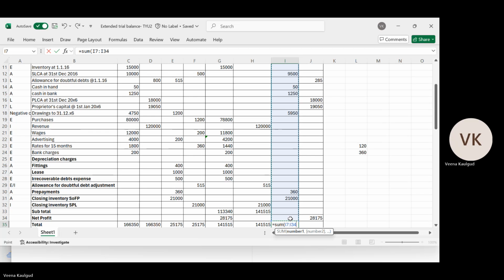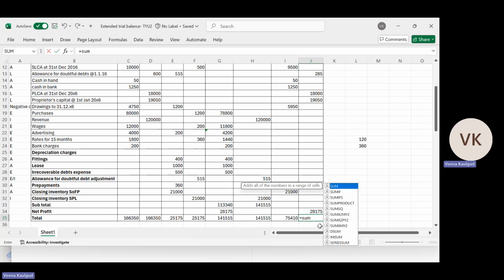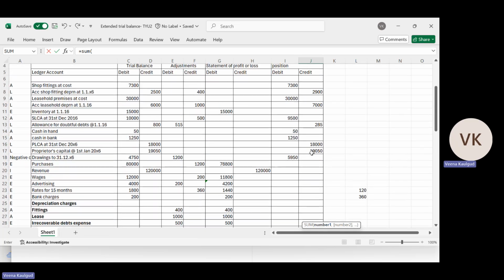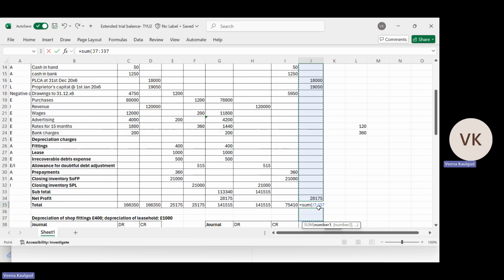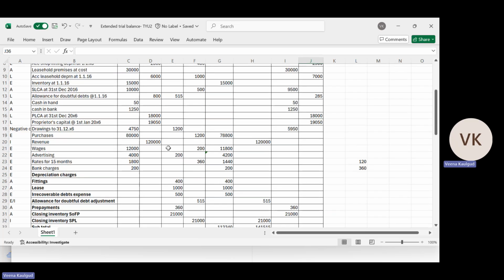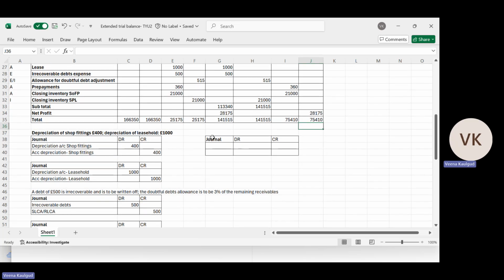It comes to 75,410. Now our target should be equal to sum of, again, starting from here all the way till that net profit figure, I have to take the numbers till here. Close it. There you go. These both are matching. So if these match, it means we are on the right path. Okay. So this is the end of our extended trial balance question. So try using the same logic that I've done, and then I think you should be okay after that.